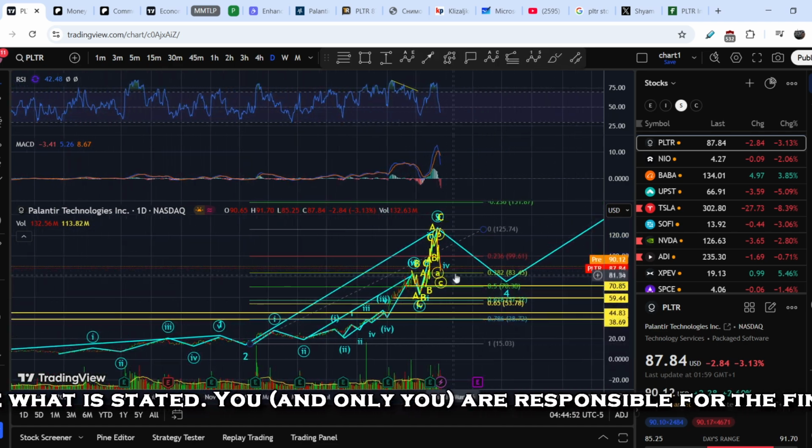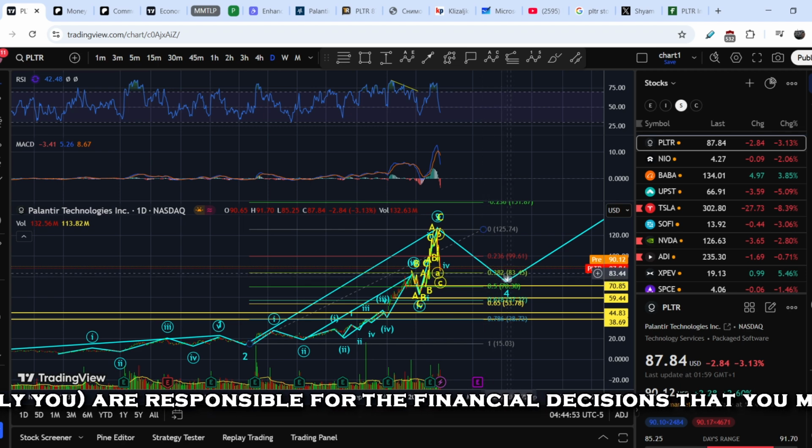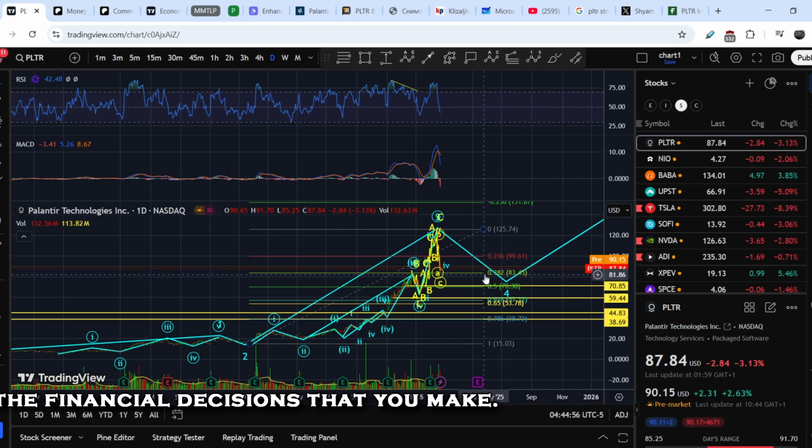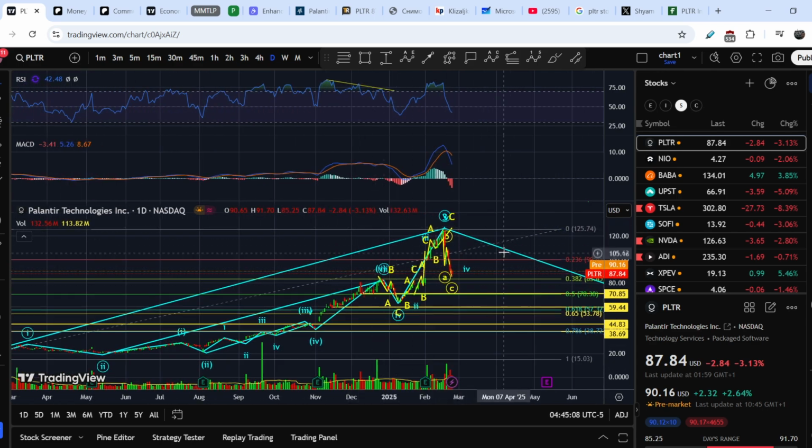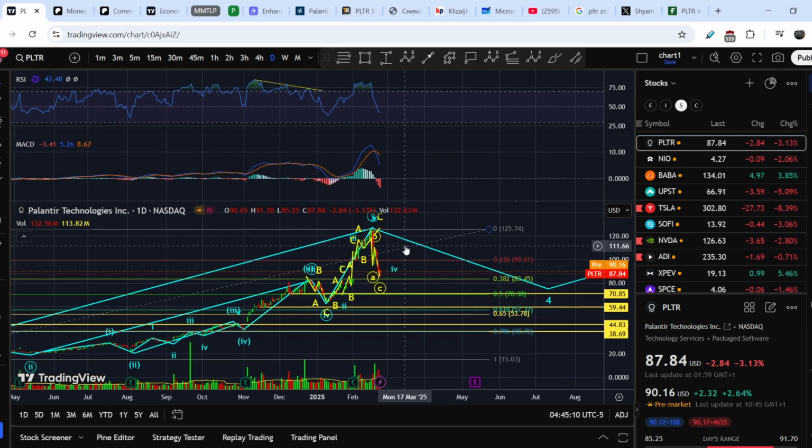For now, we pretty much hit this level of 0.32, and I found this level by pulling the Fib retracement tool from the bottom of the third wave to the top of the third wave. And here is the first level where we might have a trend reversal. And guys, usually wave 4 might have quite a tricky structure.